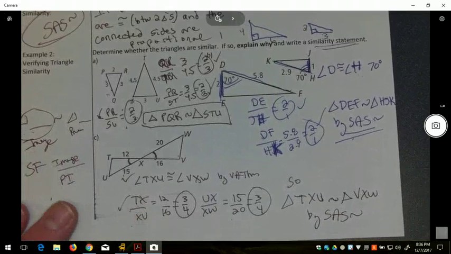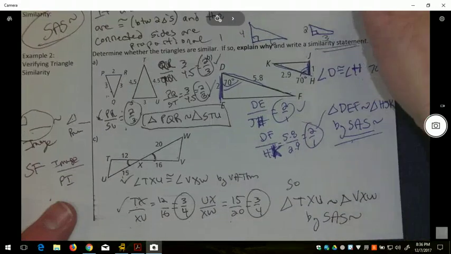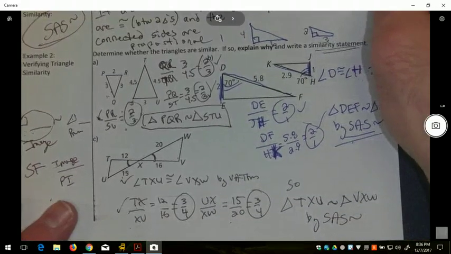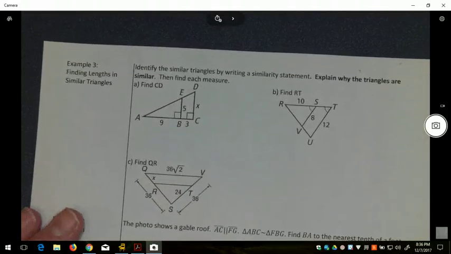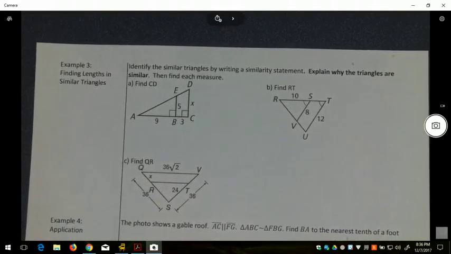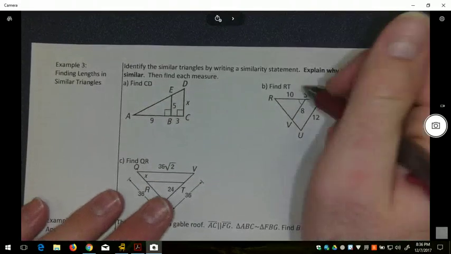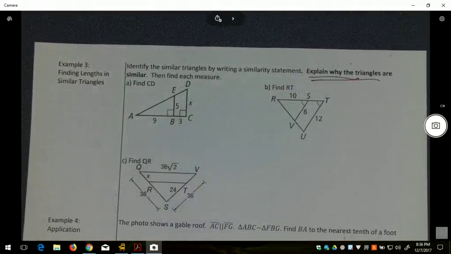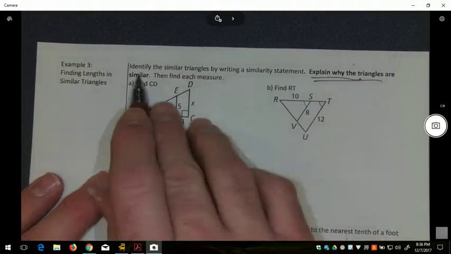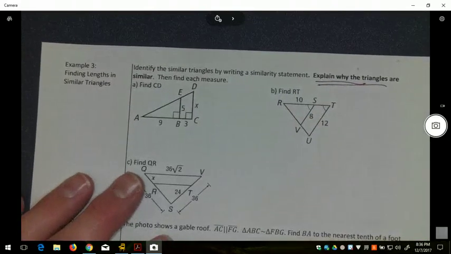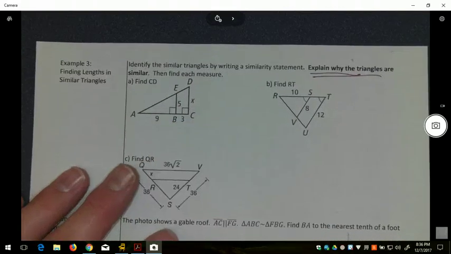These are some examples of how to use angle, angle, and side, angle, side similarity to justify why triangles are similar. In example 3, we're supposed to identify the similar triangles and write a similarity statement, but an important part that you're going to be assessed on is, can you also explain why they're similar using a postulate or theorem, and then calculate the measure.